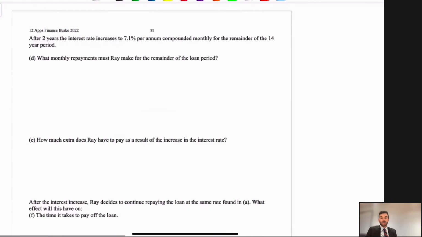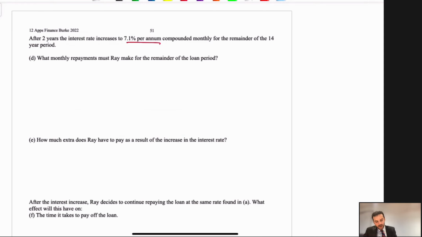Now, this is where the change in terms of the loan comes in. After 2 years, the interest rate increases. That's going to suck. That's what's happening right now, unfortunately, to 7.1% per annum compounded monthly for the remainder of the 14-year period. So 2 years in, the interest rate goes up. There's our change in terms of the loan. And then for the remainder of the 14-year period, so for 12 years, you're experiencing 7.1% instead of the original rate of 5.9%. So now we're looking at it from the perspective of 2 loans.